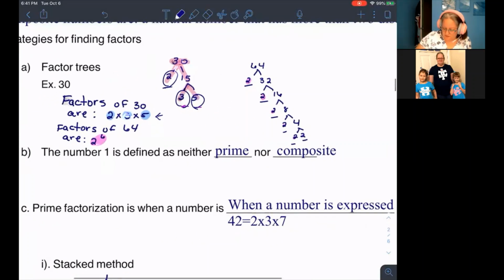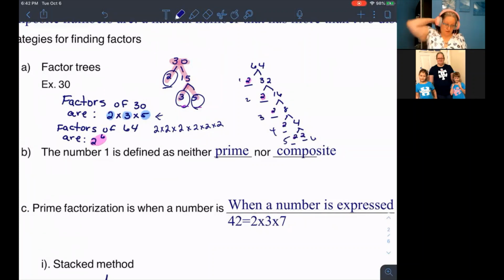So if you count, there's 1, 2, 3, 4, 5, and 6. So the factors of 64 are 2 times 2 times 2 times 2 times 2 times 2, which is 2 to the 6th. So those would be the factors of 64, just to give you an example.